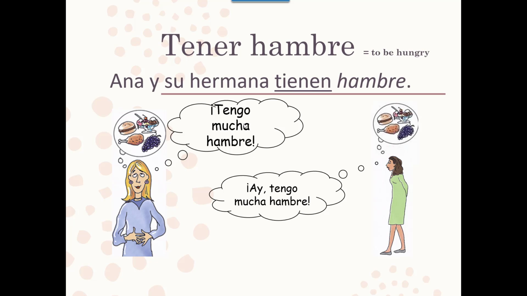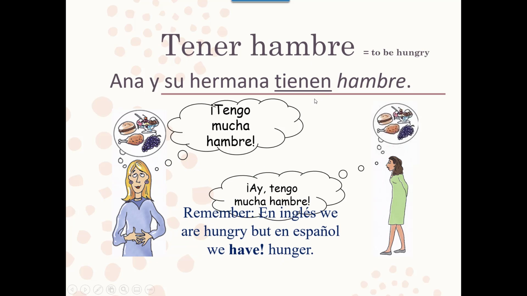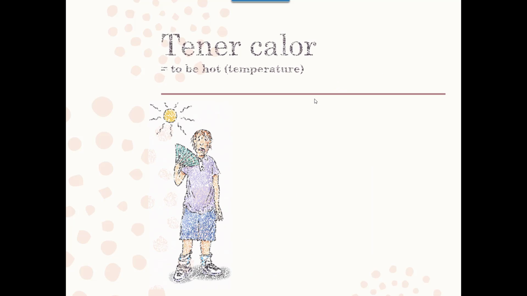Let's see some examples. Ana y su hermana, Ana and her sister, tienen hambre. They are hungry. That's how we would translate it in English. In Spanish, it would be, they're hungry, but we kind of say they have hunger. We use the verb to have, okay?